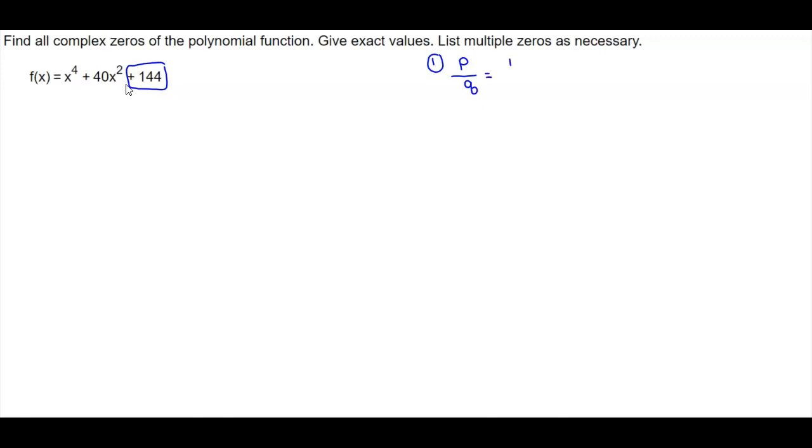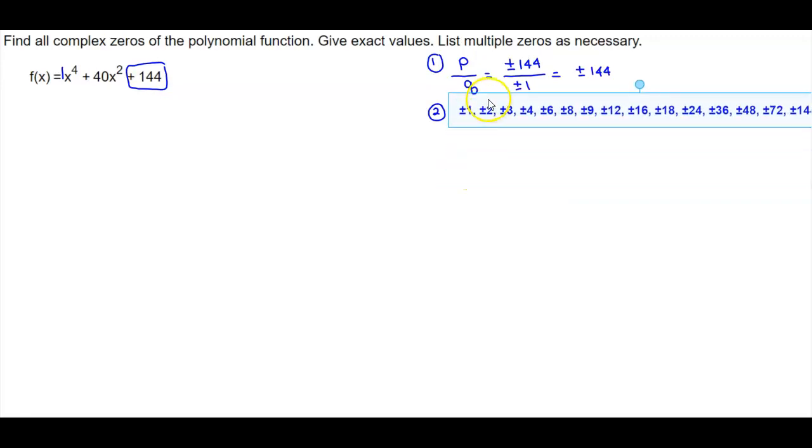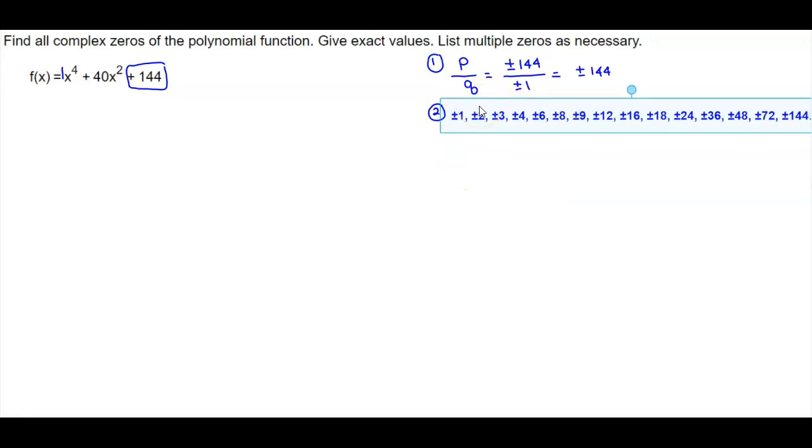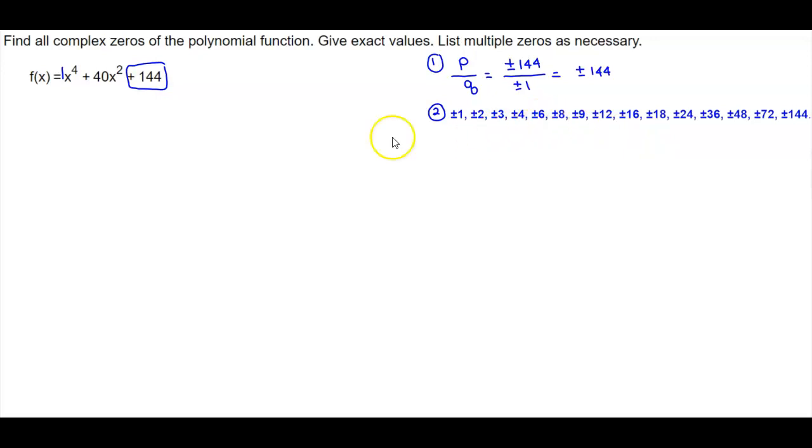So in the numerator we have the factors of plus or minus 144 over, well, q represents the coefficient, so that's plus or minus 1. So technically we're just looking at plus or minus 144. Okay, so what are all the possible rational zeros of 144? Well, we have plus or minus 1, plus or minus 2, plus or minus 3, all the way to plus or minus 144. Now these are all possible zeros of this polynomial function.